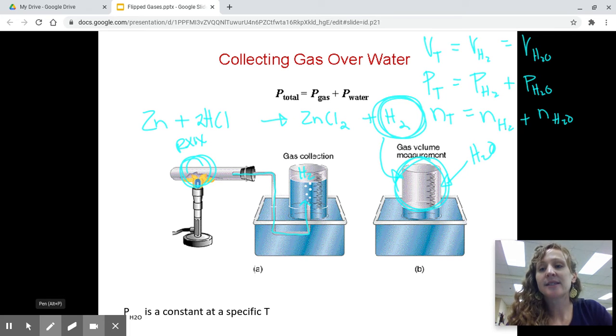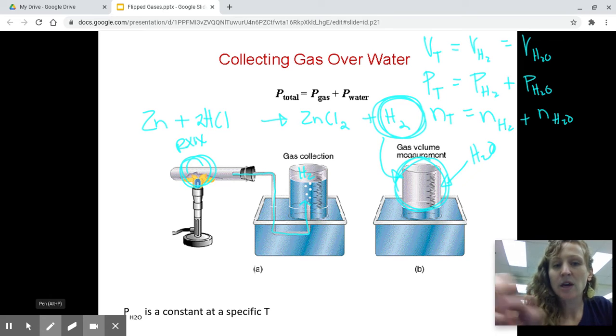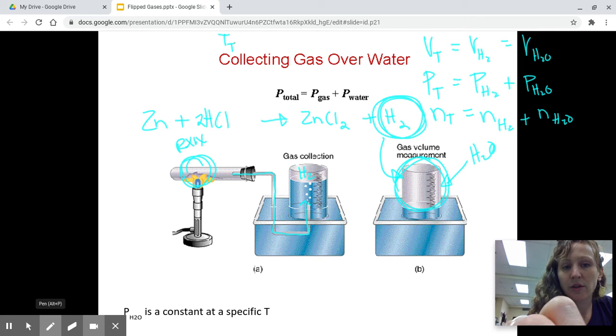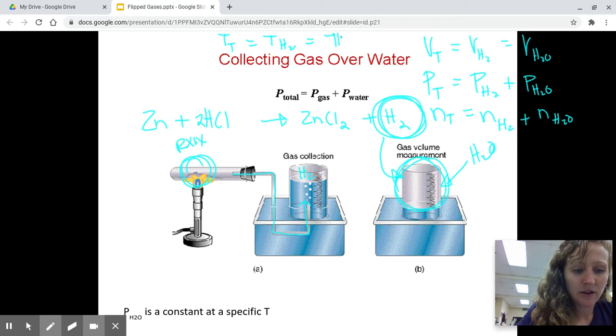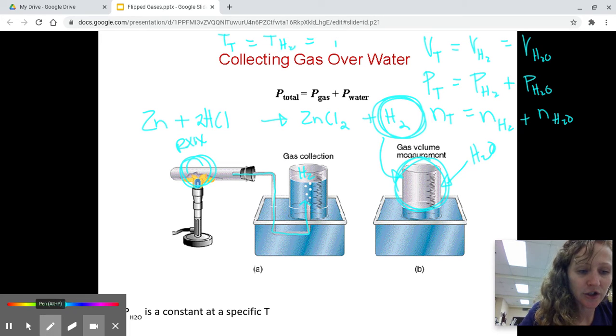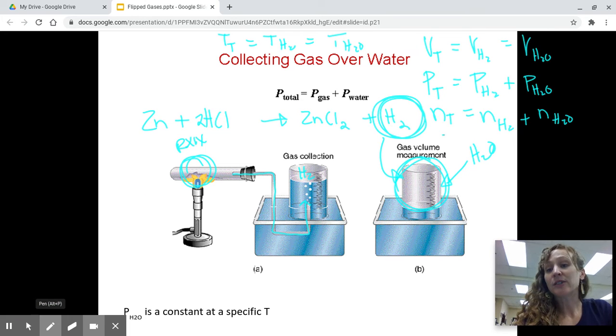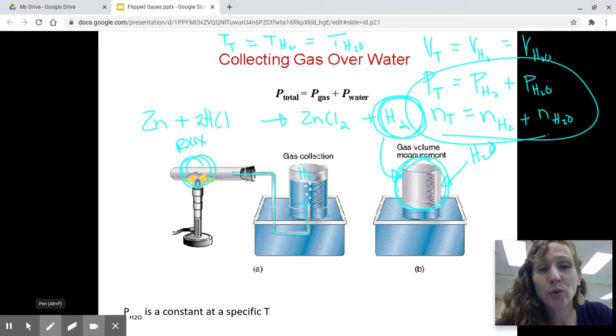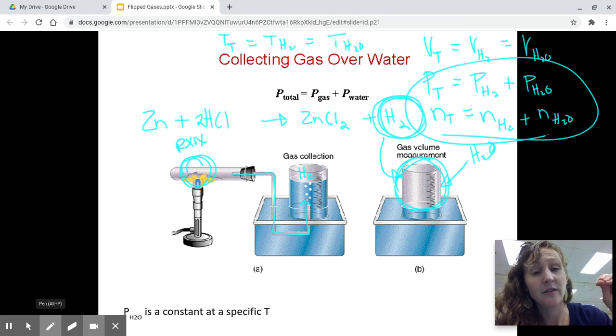R is constant, and then temperature is also the same. So the temperature of the whole thing is the same as the temperature of the hydrogen gas by itself, which is the same as the temperature of the water by itself. Okay, so again, the only two that are a sum of the parts are pressure and moles, just like we saw on the last one.